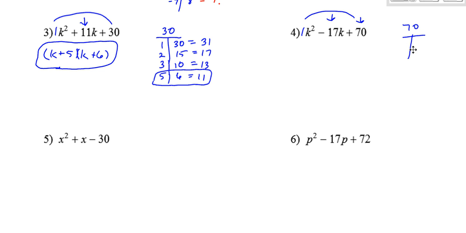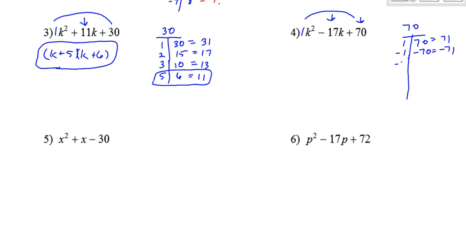And then I'm going to start listing my possible combinations. So I know that 1 and 70 multiplies to 70, but that adds to a positive 71. That would mean that negative 1 and negative 70 multiplies to a positive 70, but it adds to a negative 71. So notice that the middle term has to add to a negative number. So really that means we just need to worry about the two negative combinations that multiply to a positive 70.